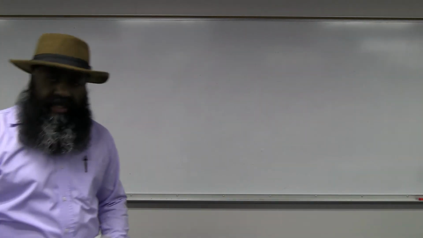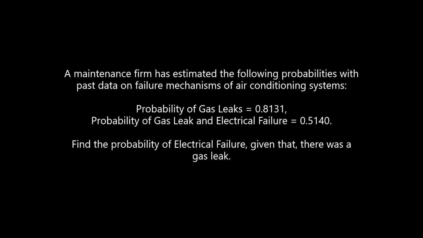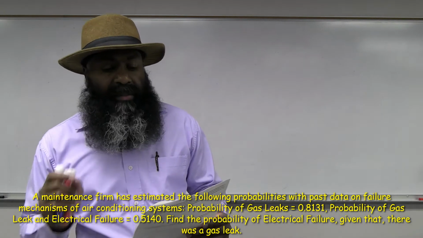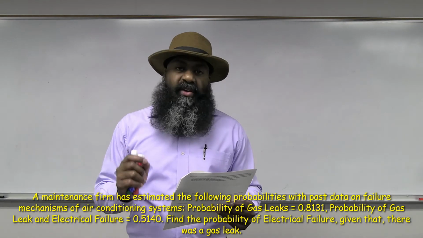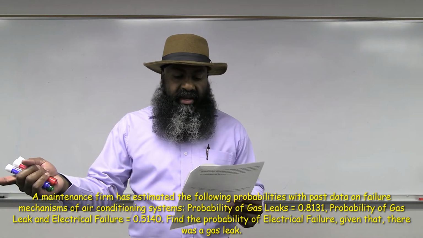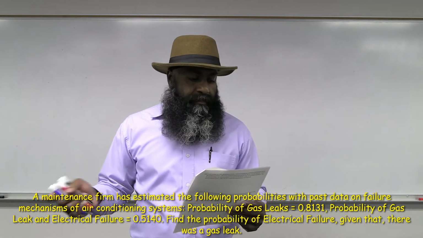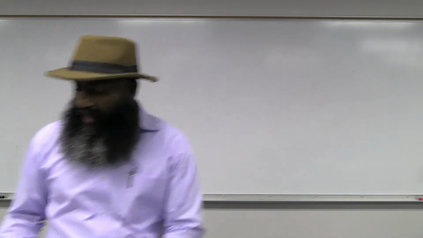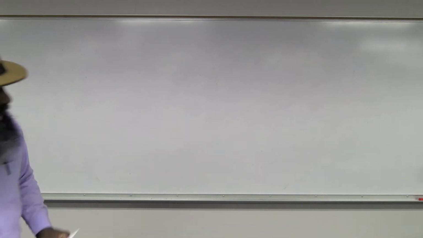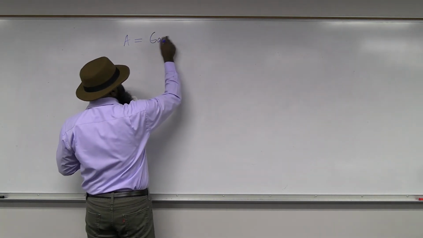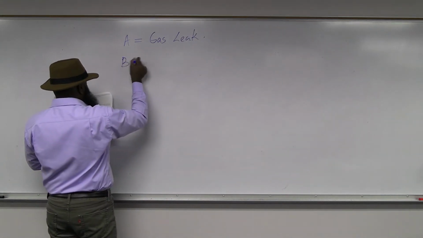Let's move on. There's a similar question given under point number 6. A maintenance firm has estimated the following probabilities with past data on failure mechanisms of air conditioning systems. Probability of gas leak equals 0.8131. Probability of gas leak and electrical failure equals 0.5140. Find the probability of electrical failure given that there was a gas leak. Very straightforward. If necessary, we can define the two events A and B real quick. I will let A be the event that there is a gas leak, and I will let B be the event that there is an electrical failure.